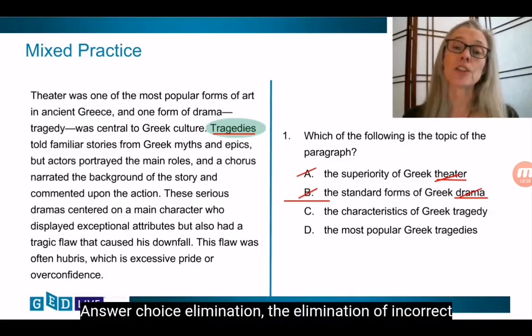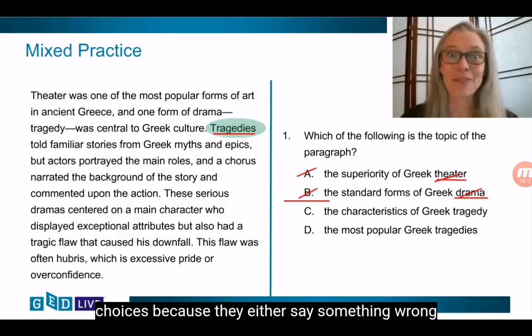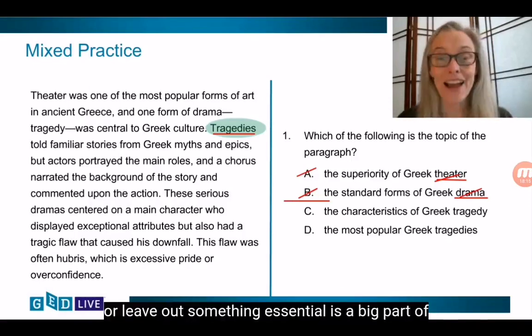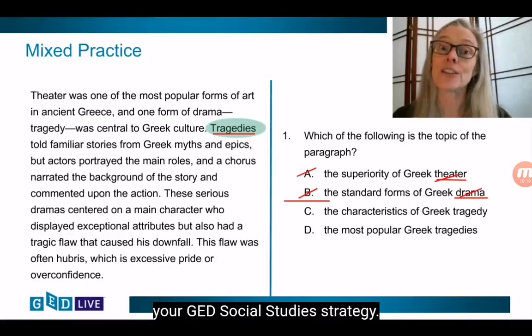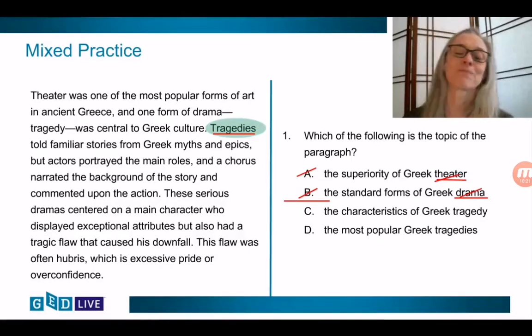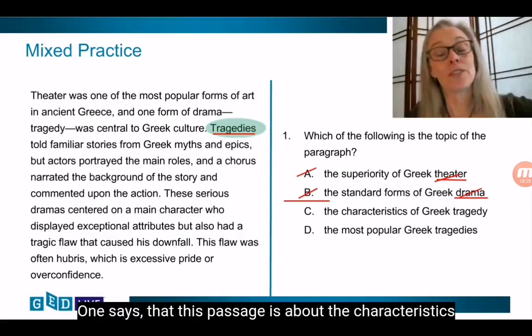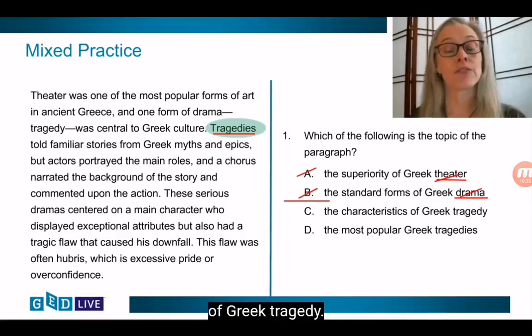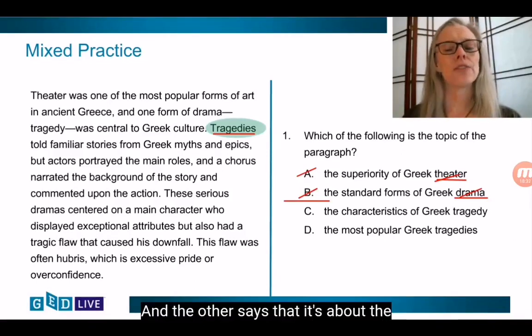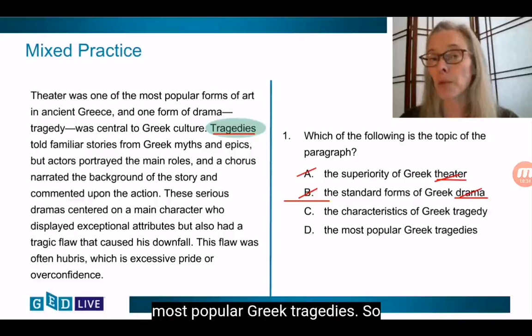Answer choice elimination, the elimination of incorrect choices because they either say something wrong or leave out something essential, is a big part of your GED social studies strategy. And so now we've got two choices left. One says that this passage is about the characteristics of Greek tragedy. And the other says that it's about the most popular Greek tragedies.